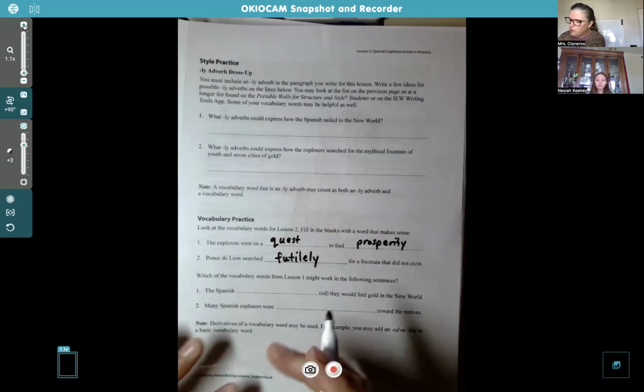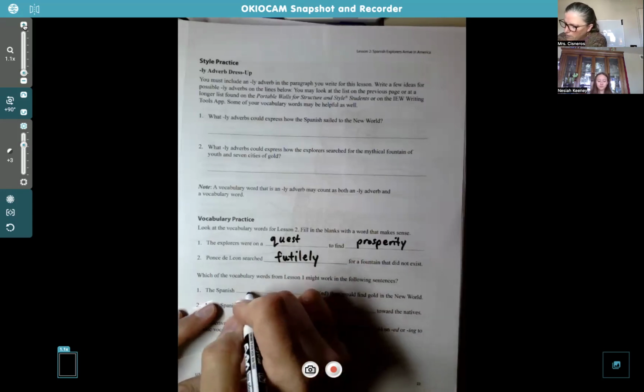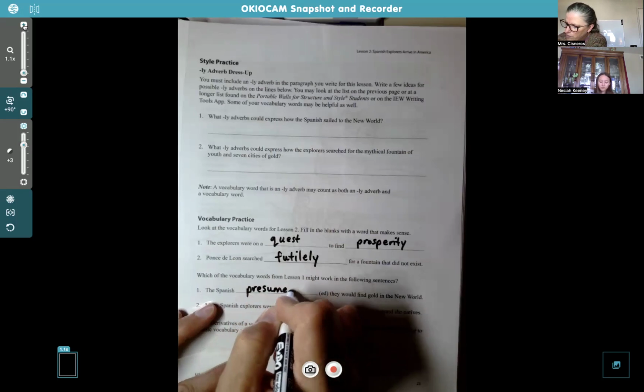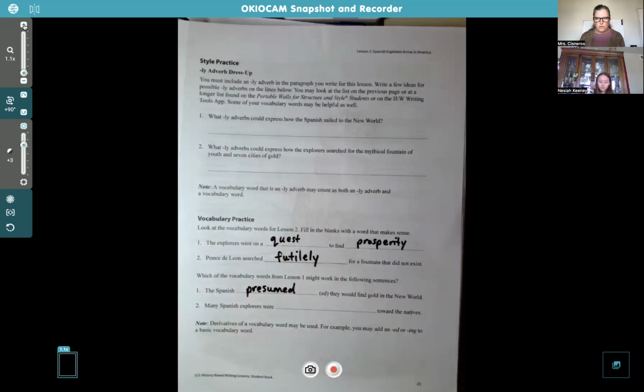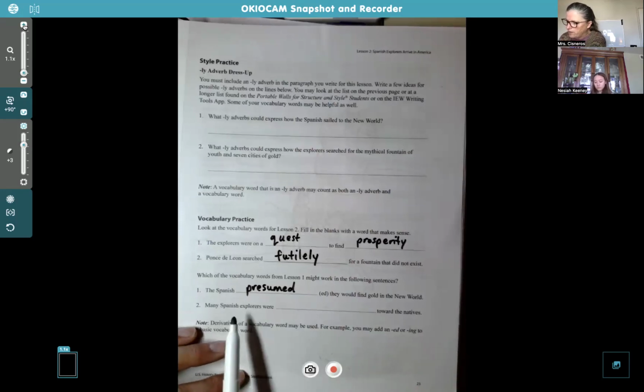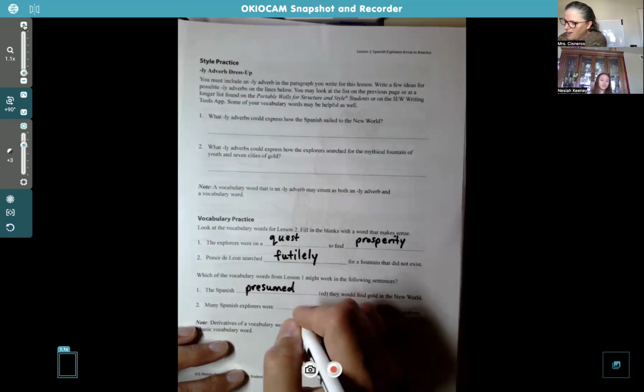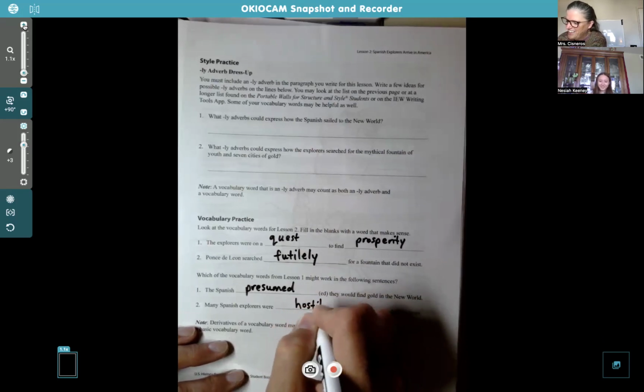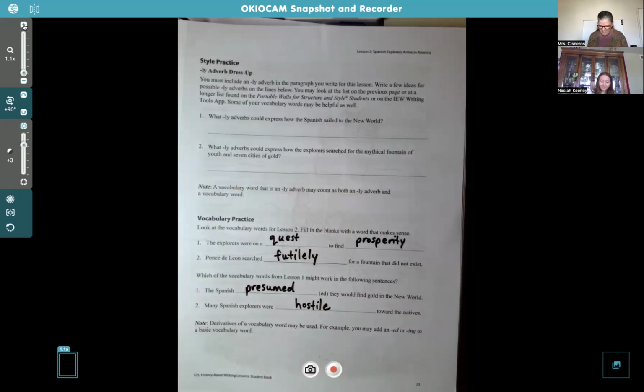But the first one is presumed. So that will go in number one. And remember, presumed is kind of like assumed or guessed. You know, the Spanish presumed they would find gold in the New World. But I bet you could figure out the second one. Many Spanish explorers were blank toward the natives. Hostile. Yes, hostile. That's right. Okay.